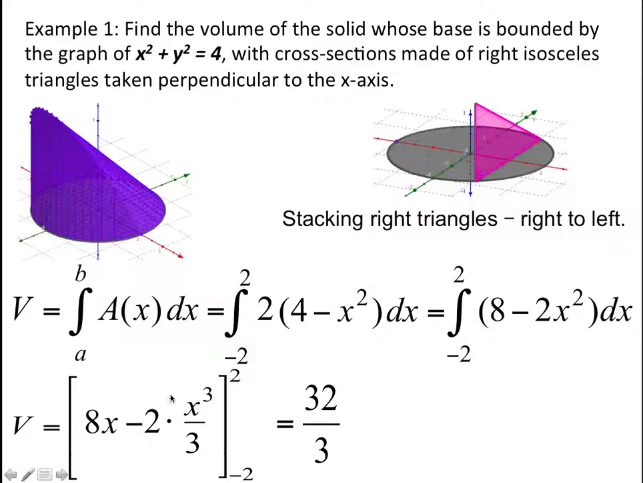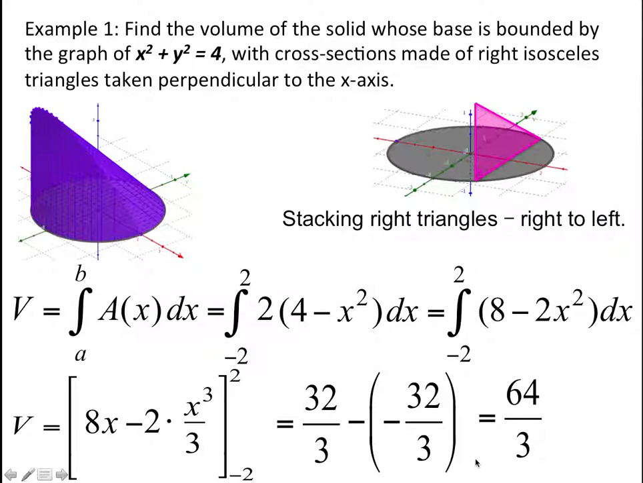I'm going to gloss over the fractions, but plugging in 2 into this expression gives us 32/3. And then minus, plugging in -2 here gives us -32/3. So the volume of this solid of known cross-section, of triangular cross-section, is 64/3.